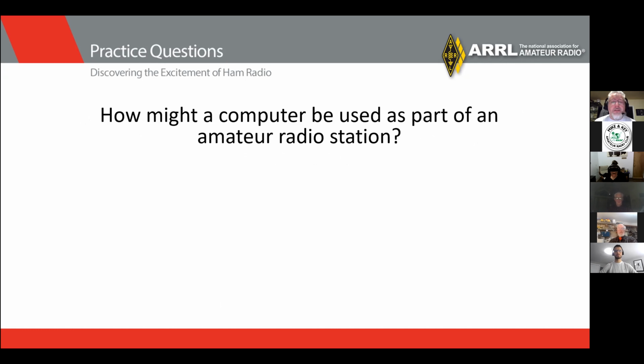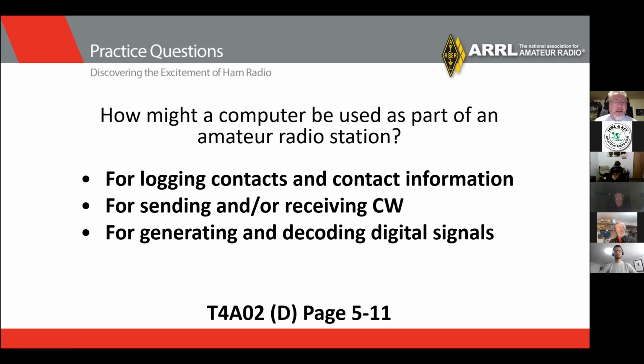How might a computer be used as part of an amateur radio station? Last couple of examples we showed. You can use it for logging contacts and contact information. You can send and receive CW or Morse code, and you can use it for generating and decoding the digital signals.